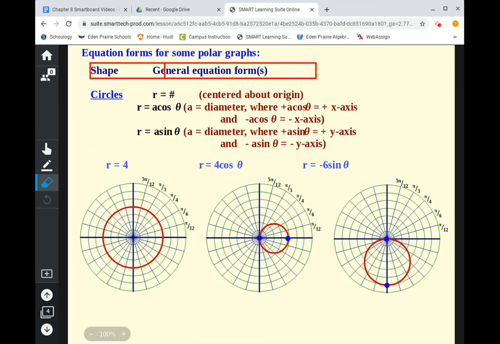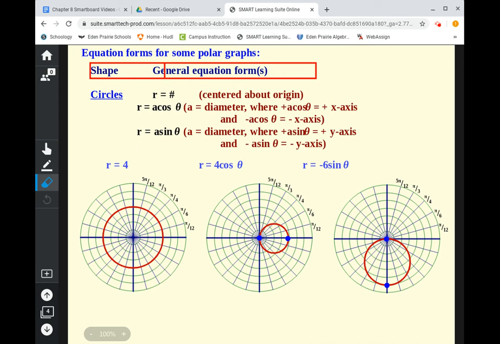Well, the radius is 4, so 4 in every direction centered on the origin. So if r equals just a number, that's the first one here, the circle is centered about the origin. Now, here's the next one. If r equals a cosine theta, remember it's on the x-axis. a is your diameter. That's important that you understand that a is now your diameter, where positive a cosine theta, this is what I talked about before, is on the positive x-axis, and negative a cosine theta is on the negative x-axis.